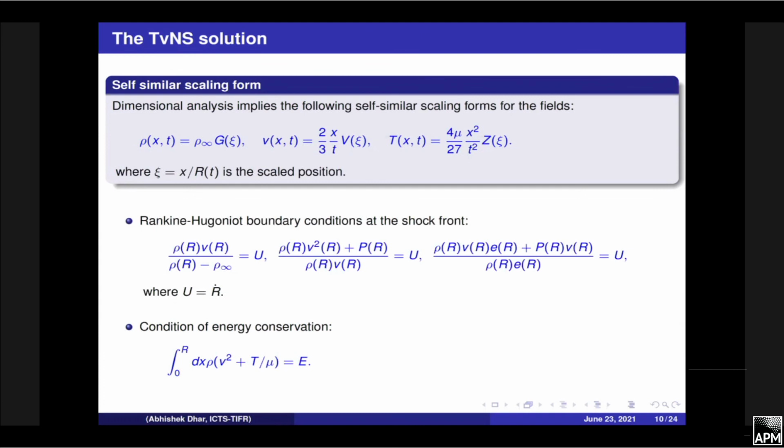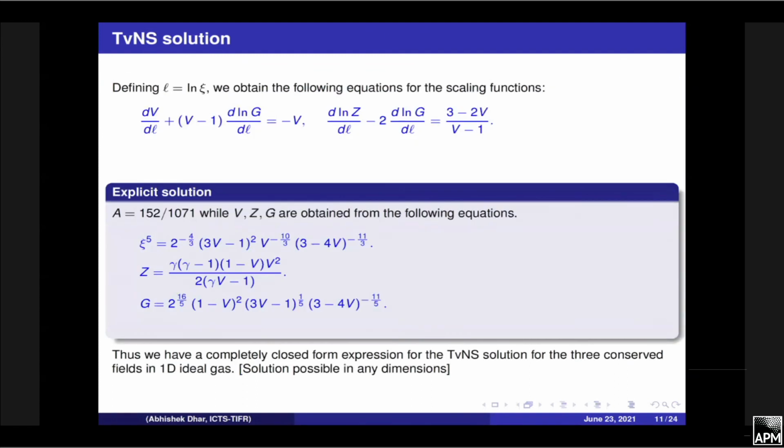There are some jumps which can be determined exactly. So there are some boundary conditions at the shock fronts. We know the exact position of the shock, and we know the boundary conditions of the shock. And then, of course, the total energy inside the system is conserved. So that's one more condition. So now it turns out that you can actually just solve this equation.